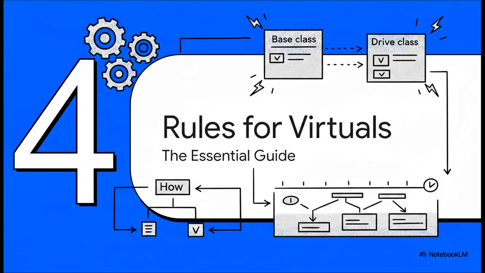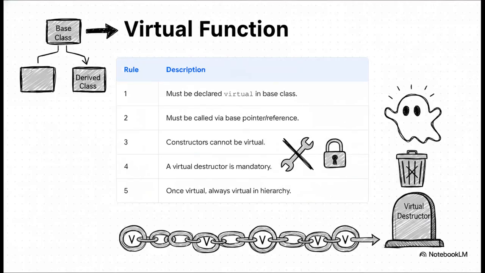Okay, so now that we get the what and the why behind virtual functions, we've got to go over the rules of the road for using them the right way. Think of this table as your cheat sheet. Remember, you only need to put virtual in the base class. Once it's virtual, it stays virtual all the way down the family tree. Also, this magic only works if you're using a base class pointer or a reference.